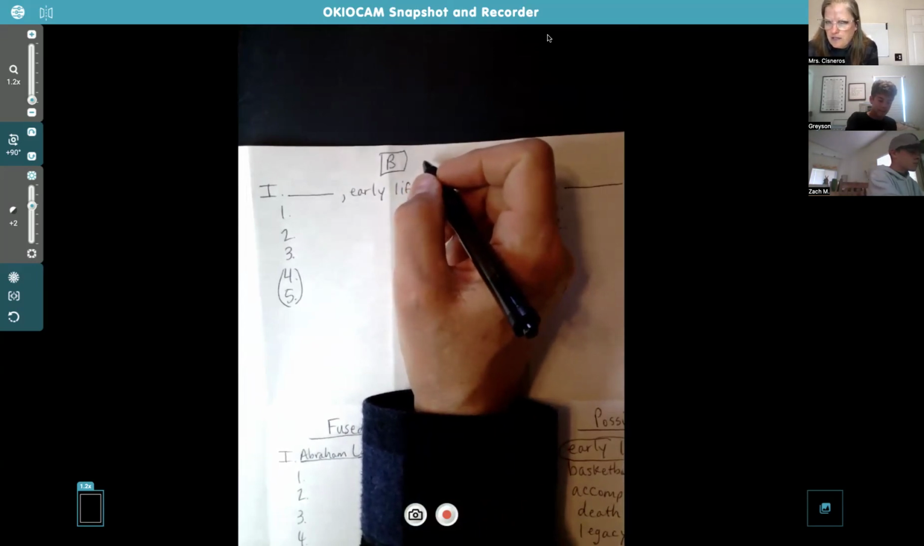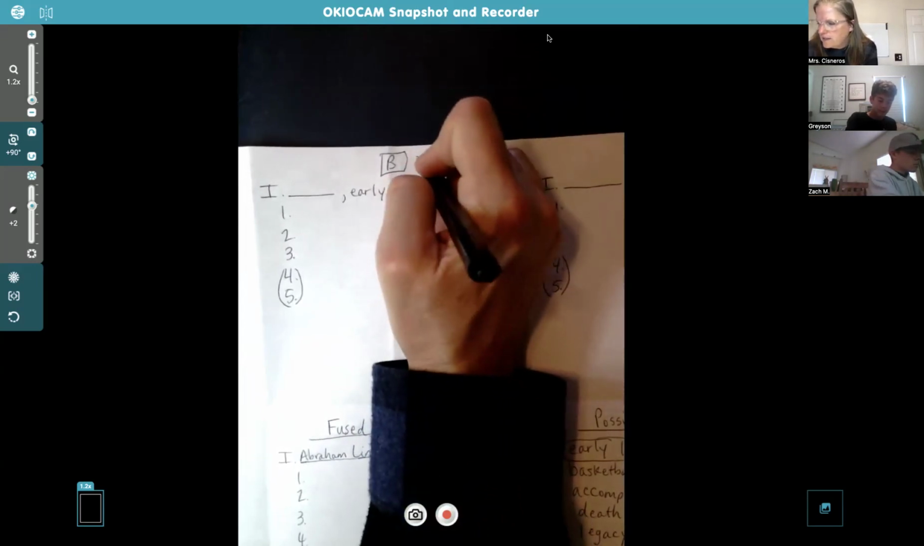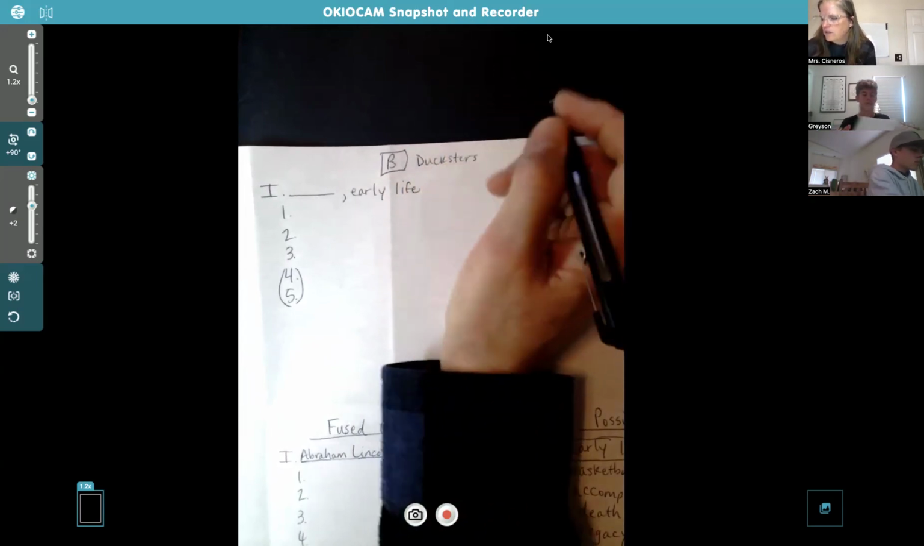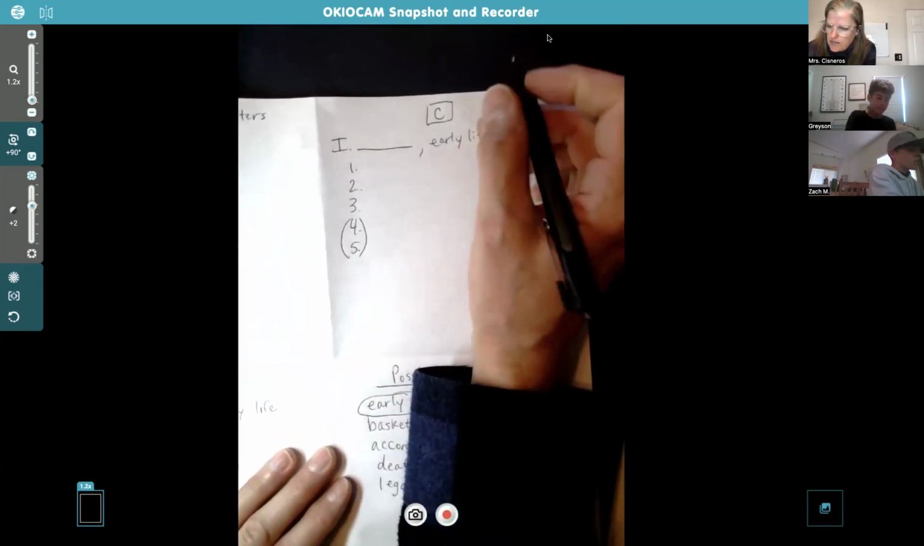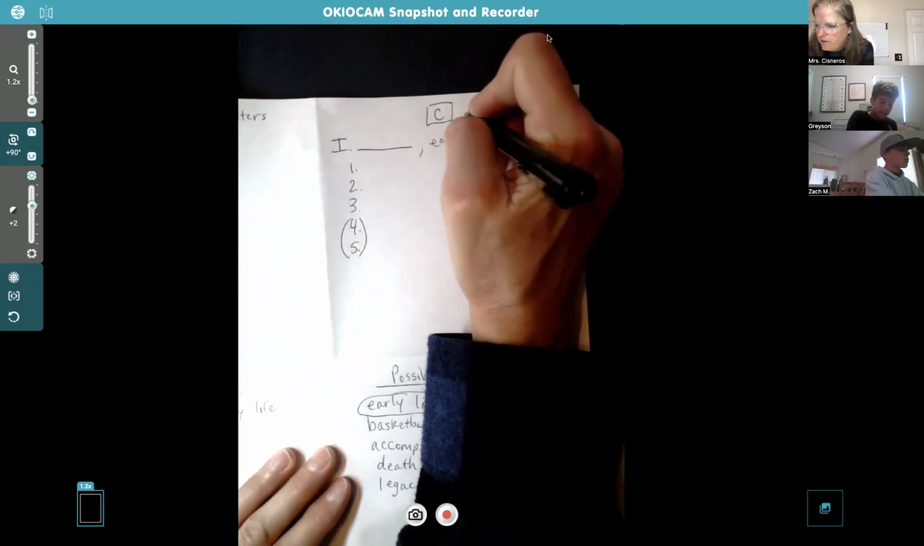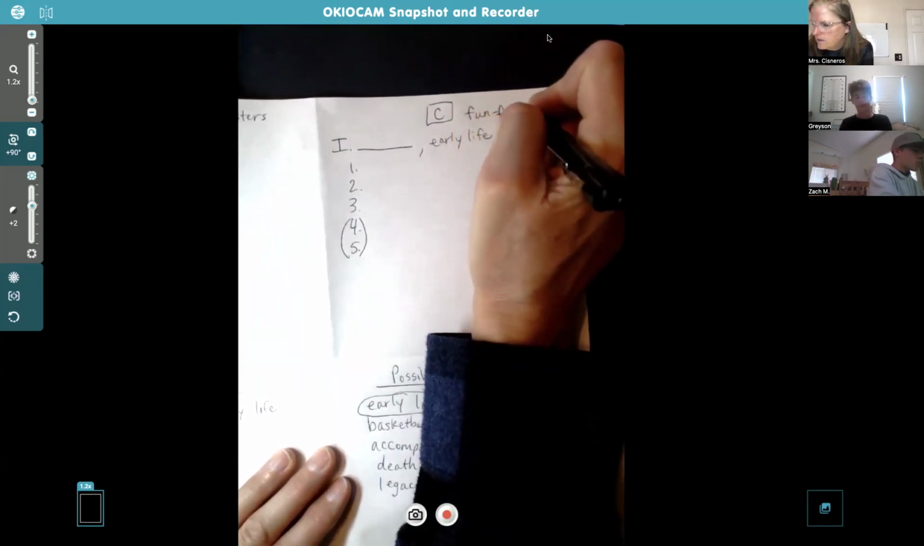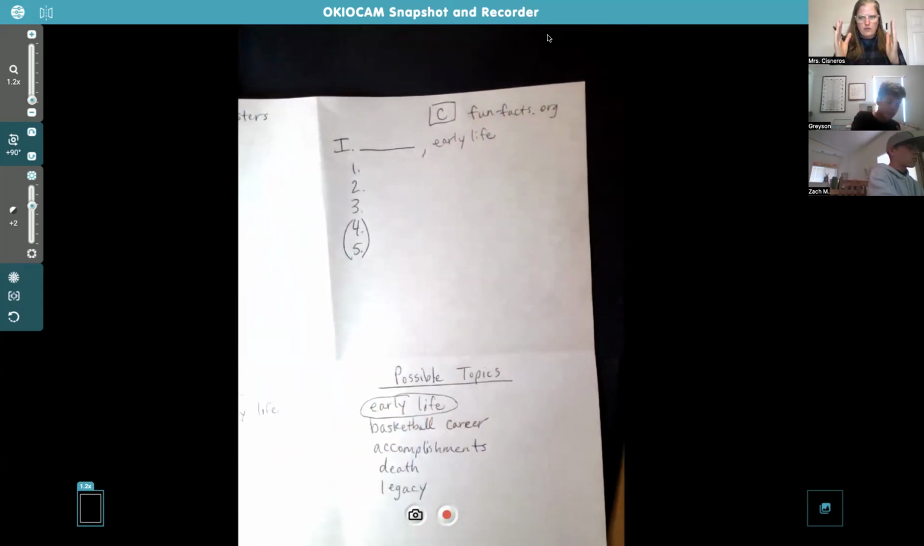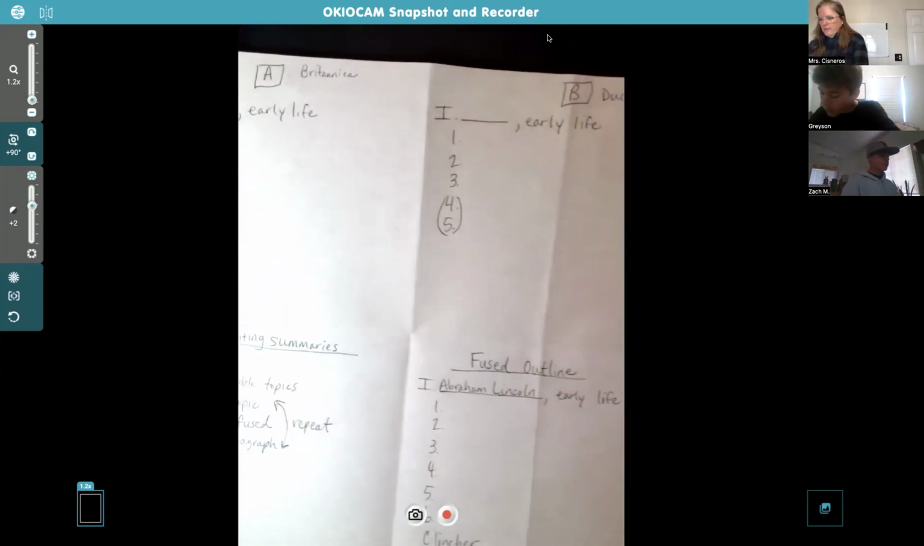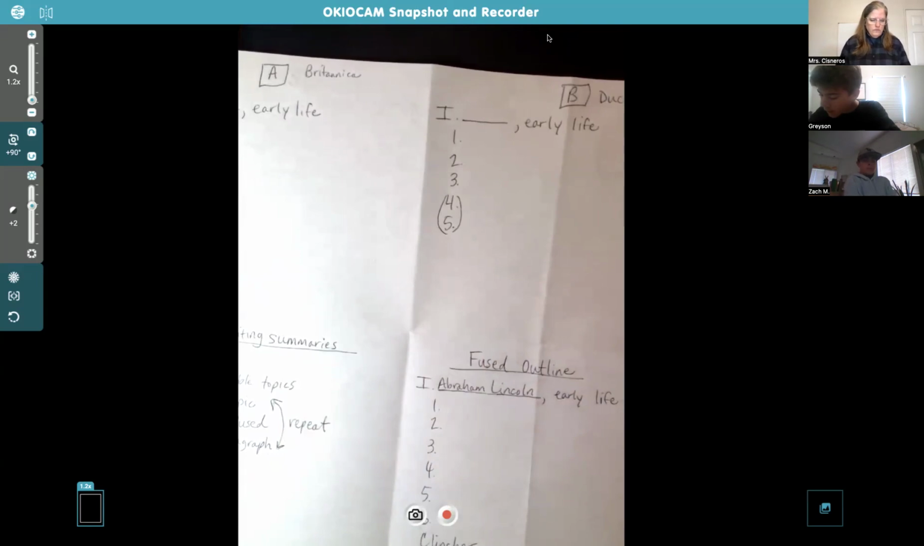B for you, Zach, could be National Geographic. For Grayson, it's Ducksters. C is Ducksters for Zach. C is going to be funfacts.org. That way you're keeping straight. That's really important as you organize your outline and as you get ready to write down facts that you want to include in your paper, to make sure you know which article is which one.